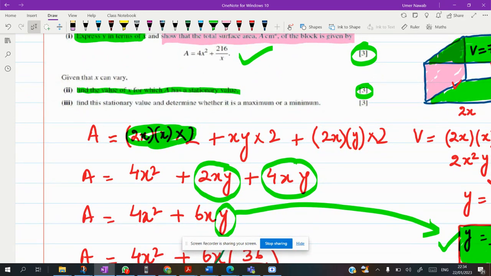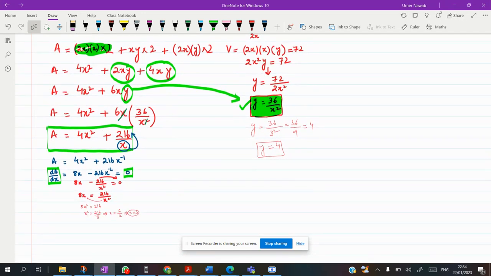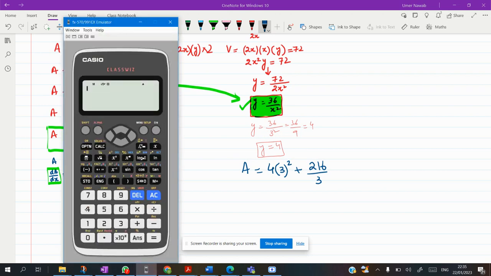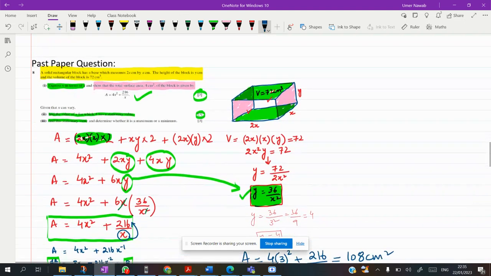Now I need to check what is the stationary value. I found the value of y. Sorry, this is not my stationary value. My stationary value is the value of A. What is the formula for A? A is equals to 4x squared, which is 3 squared, plus 216 divided by 3. Can I use my calculator? 4 times 9 plus fraction 216 over 3. It gives me 108. So the stationary value is 108 centimeters squared. So this is also done.